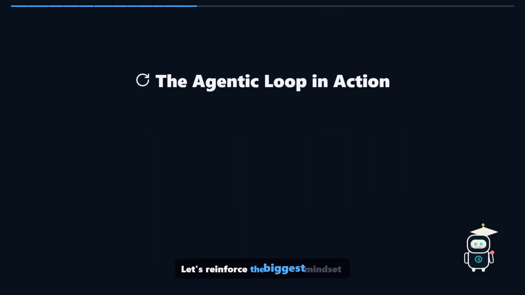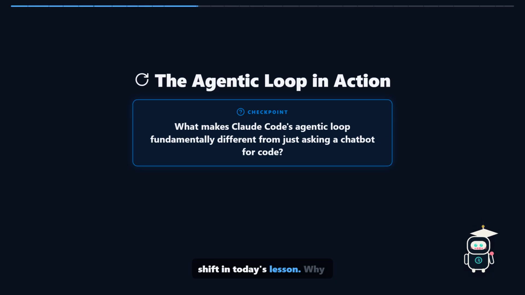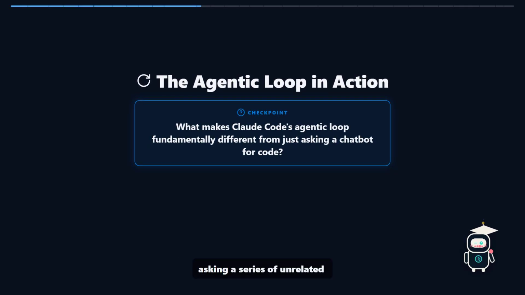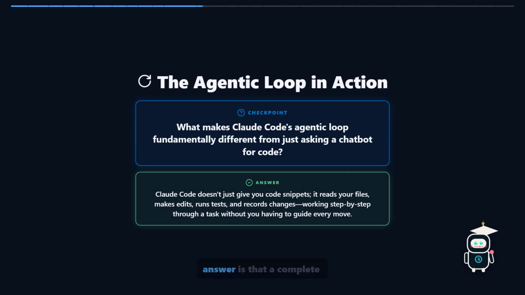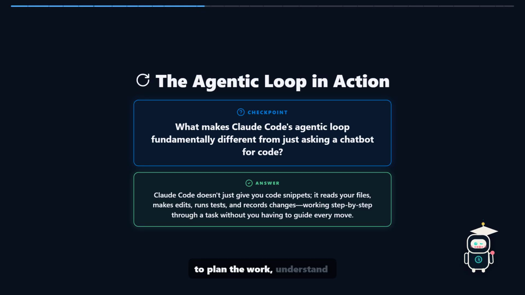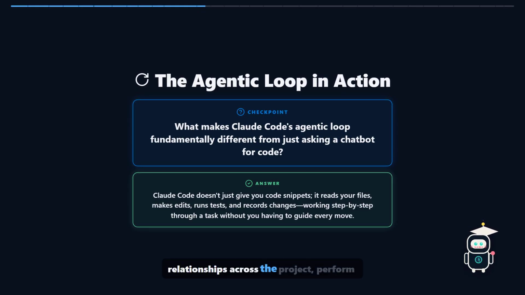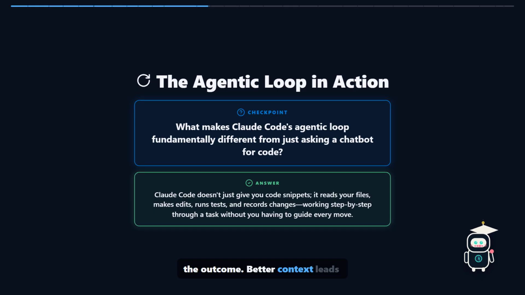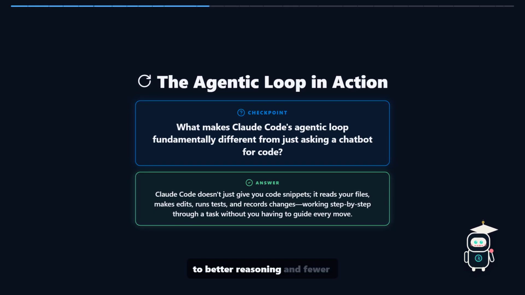Let's reinforce the biggest mindset shift in today's lesson. Why is giving Claude Code a complete goal more effective than asking a series of unrelated questions? Pause before answering. The answer is that a complete goal gives Claude enough context to plan the work, understand relationships across the project, perform multiple steps automatically, and verify the outcome. Better context leads to better reasoning and fewer back-and-forth interactions.